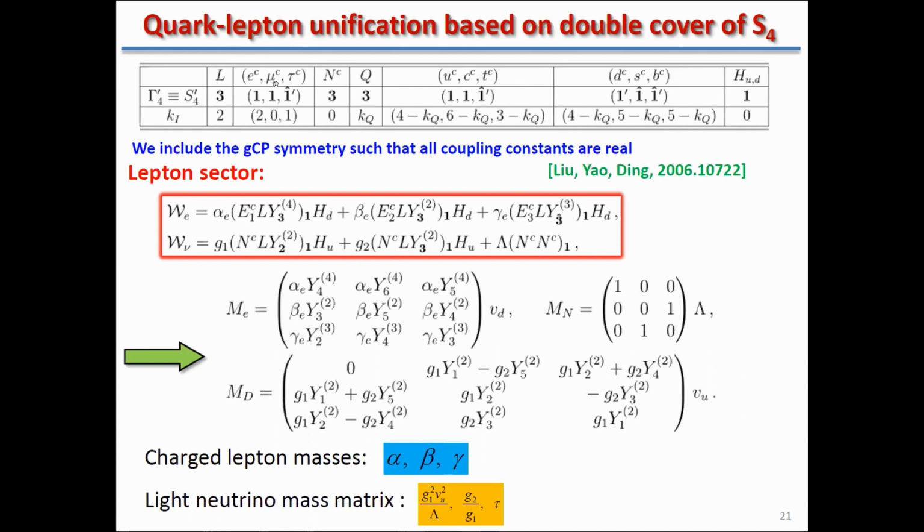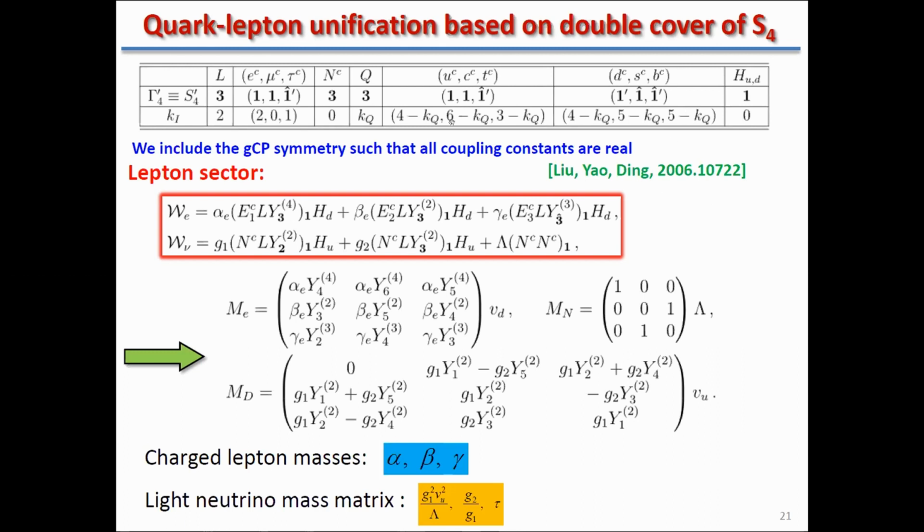In the right fields, the right-handed lepton and the right-handed quarks are all S4 prime singlets. So it looks like symmetric, not exactly the same, but they are also singlets. The Higgs is a singlet of S4 prime, with vanishing modular forms. And we include GCP to enhance the predictive power of the model. So after including GCP, all the coupling constants in our working basis would be real.